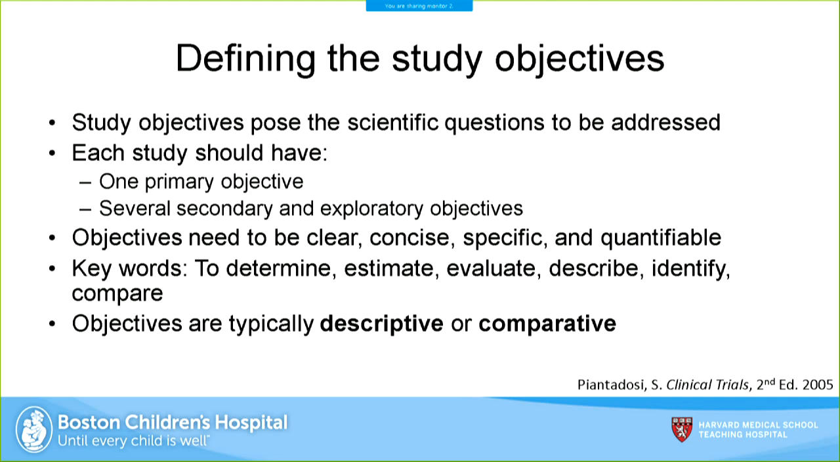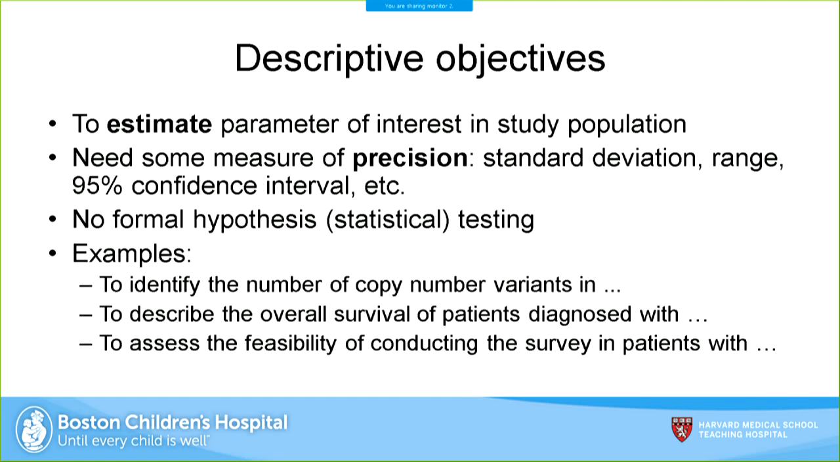And if you think more broadly, we can split objectives into 2 general classes, descriptive objectives and comparative objectives. So for descriptive objectives, our goal here is to estimate a parameter of interest in the study population. So it might be trying to estimate the survival rate of your population, or whether your treatment has a good response rate.